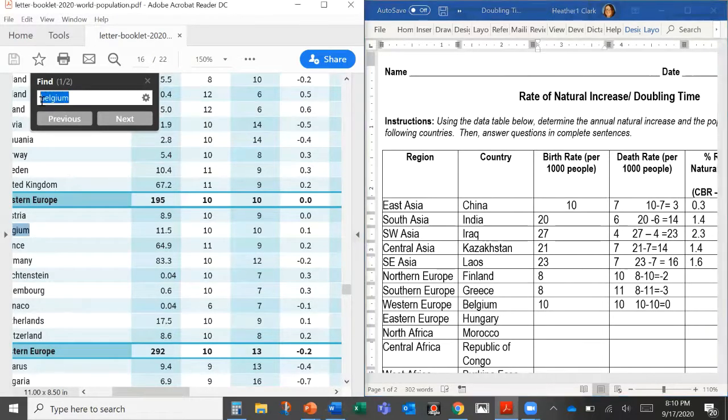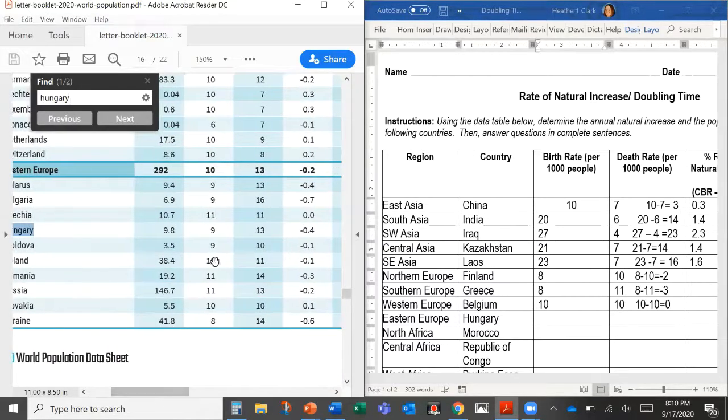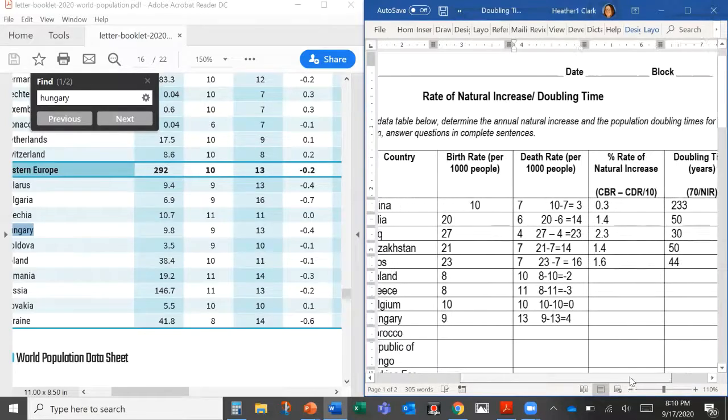So then we look at Hungary. And Hungary is at 9 and 13. So 9 here, 13 here. 9 minus 13 equals -4. So they have -4. So now we're going to look over at their natural increase rate.